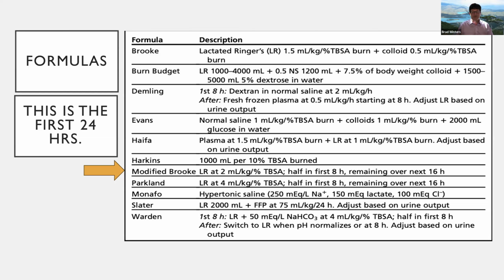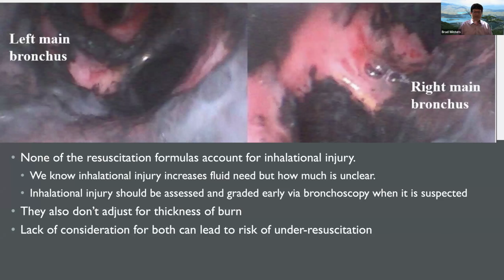And again, that's why we use a modification that's a blend of the modified Brooke and the Parkland, because they are very wide apart. One's double the other, but we know these hard to calculate problems, the percent of deepness of the burn and degree of inhalational injury, push us towards the Parkland end of the scale. Whereas if we have much less of those problems, we'll tend to go closer to the modified Brooke. Lack of consideration for both can lead to severe under-resuscitation. But as we'll see in a few minutes, if you're not careful, you can lead to over-resuscitation, and that in and of itself is also a big problem.